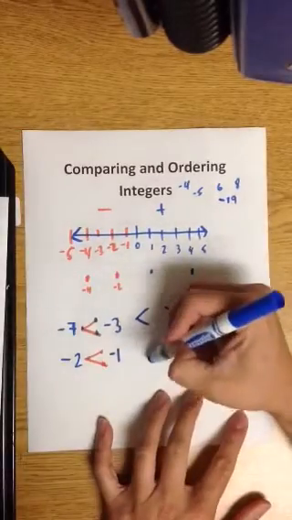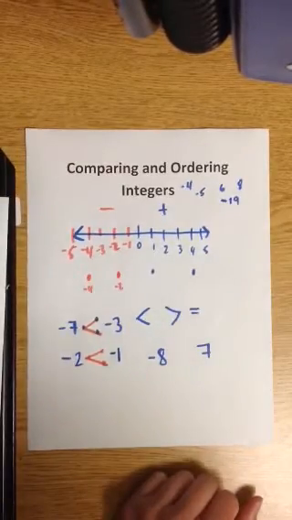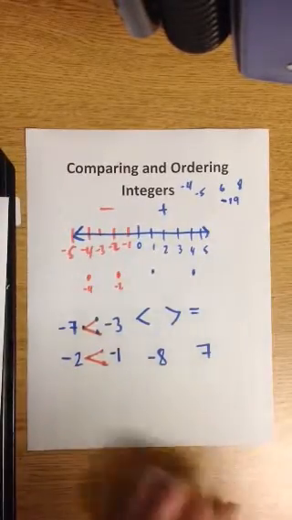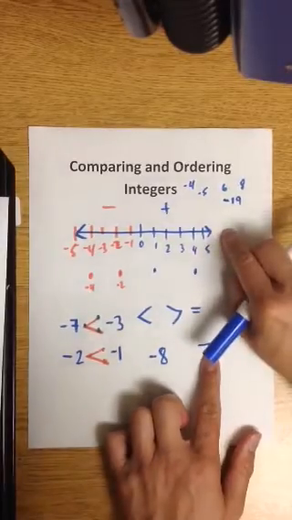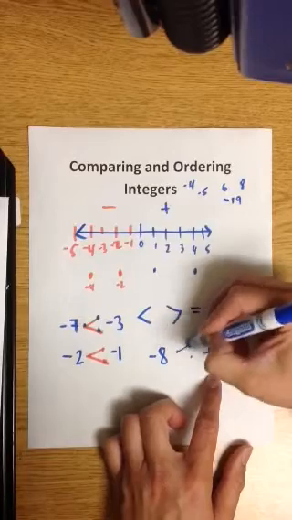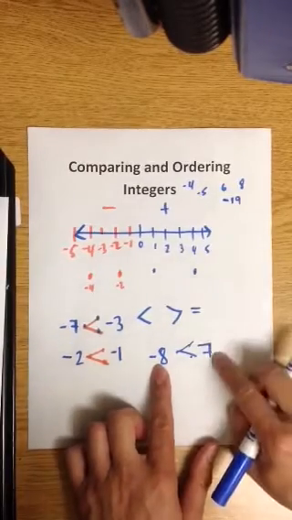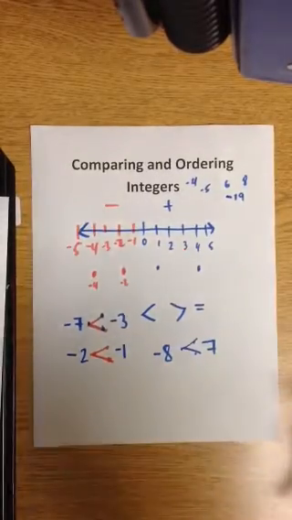Let's do -8 and 7. Which one's greater? I have 7 down here. -8 will be all the way out here. So we know 7 is definitely greater. I have 7 positive friends, or I have 8 negative friends. I want 7 positive friends.